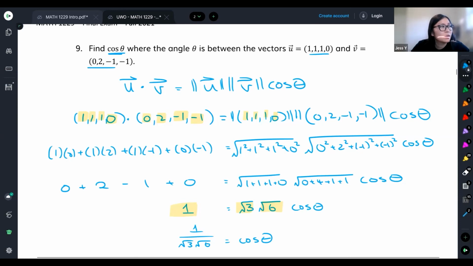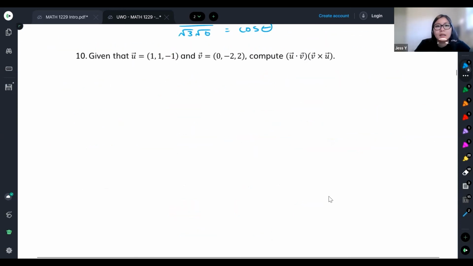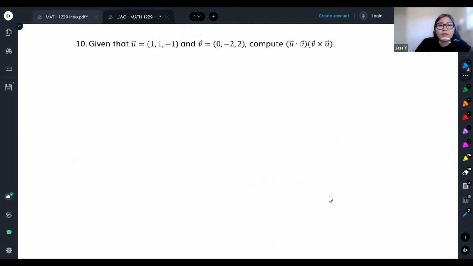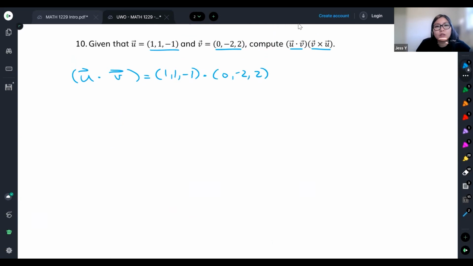Okay, moving on to number 10. Given that u and v are vectors in R3, both of these have 3 numbers, we want to compute u dot v times v cross u. So let's do them separately, okay? So let's do u dot v first. Dot products are usually easier. We're doing 1, 1, negative 1, dot 0, negative 2, 2.